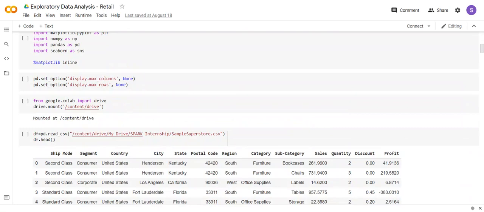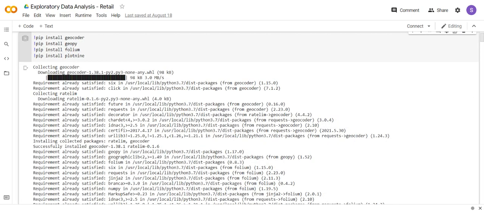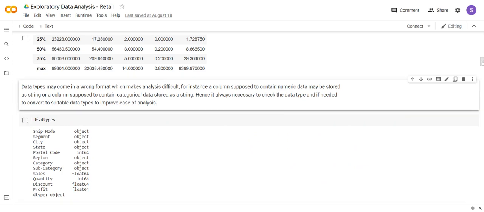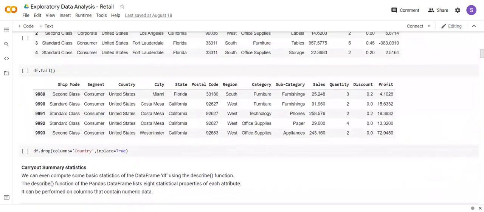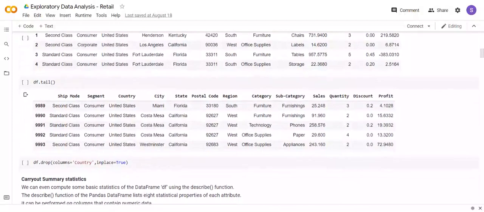So, because I'm doing this on Colab, I have downloaded the data set SampleSuperstore in my Google Drive. That's why I have called Google Drive here. I have mounted that here. The file is in CSV. So, here I have read the file, and here I'm getting the first 5 rows of the data set. After the first 5 rows, I'm calling the last 5 rows of the data set.